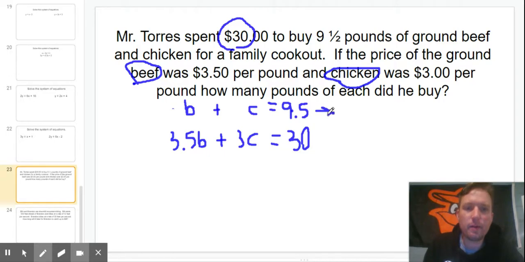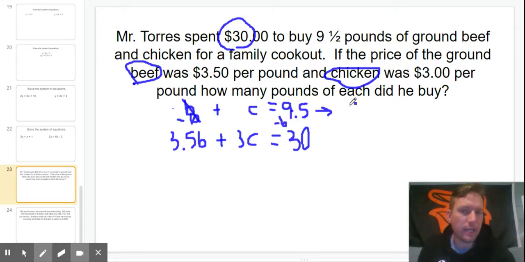Since I'm going to plug in my value for C here, I need this to say C equals something. So I'm going to subtract B from both sides, because when I subtract B from both sides, it cancels out. What I'm left with is an equivalent equation: C equals negative B, because you subtracted B from both sides, plus 9.5.